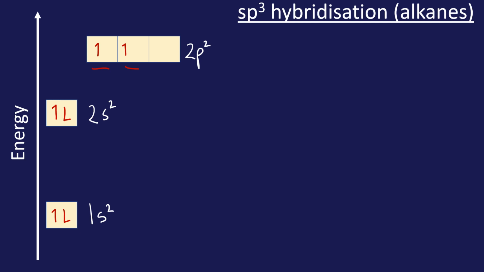So it looks like it could only form 2 covalent bonds, but we actually know that carbon will form 4. So what happens? Well, what happens is these 2s and these 2p, so this 1 orbital here and these 3 orbitals here, will hybridize. Now, hybridize means to change. They combine together. Hence the term sp3.